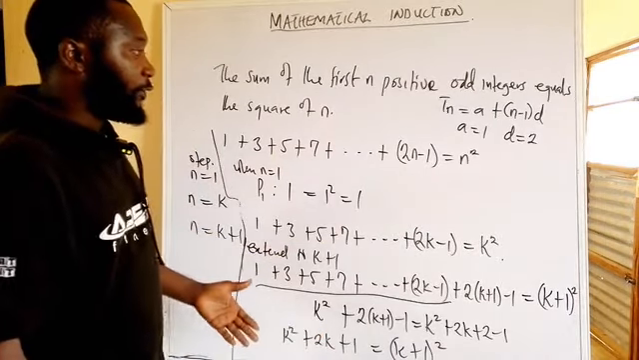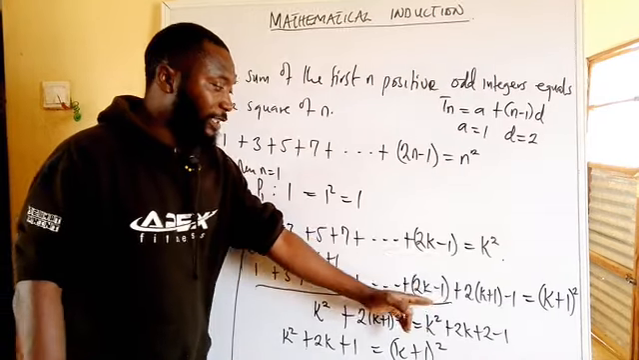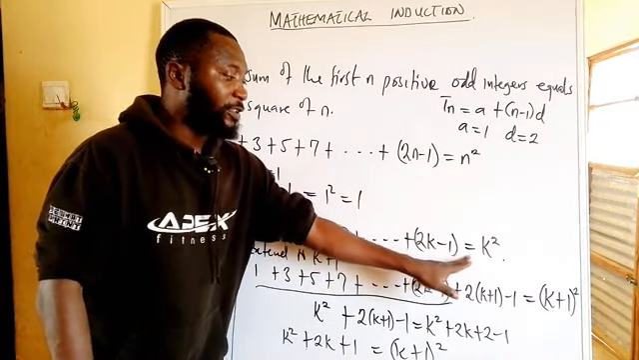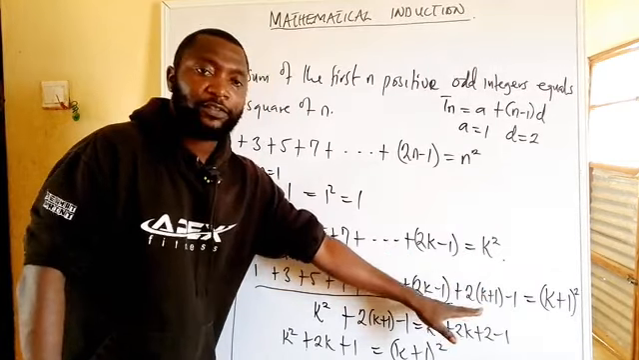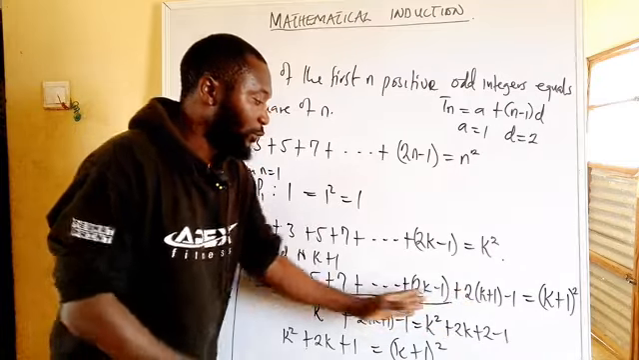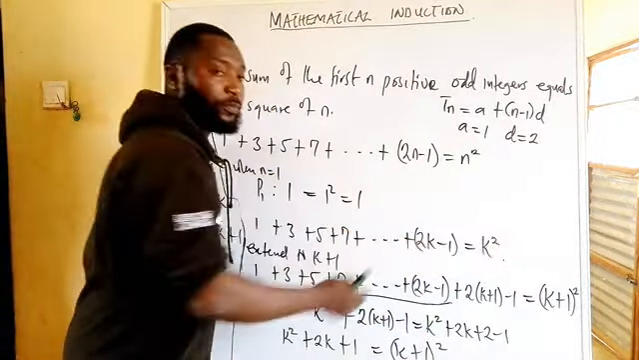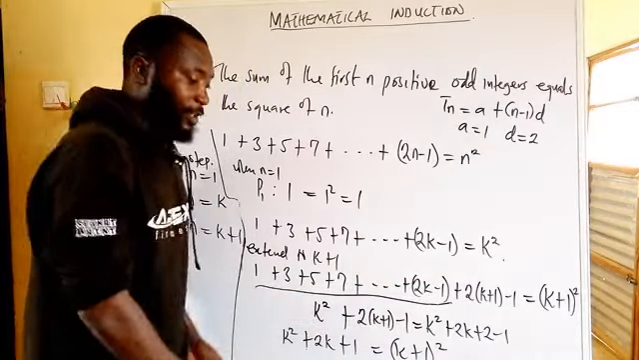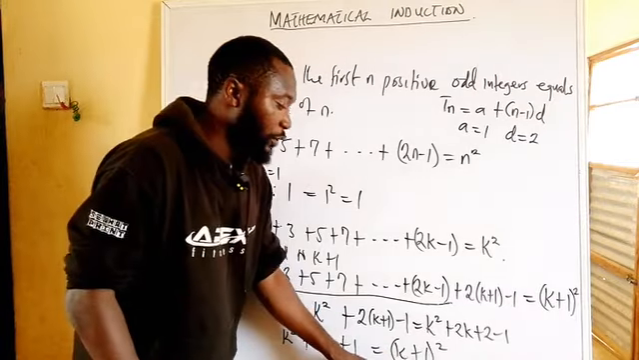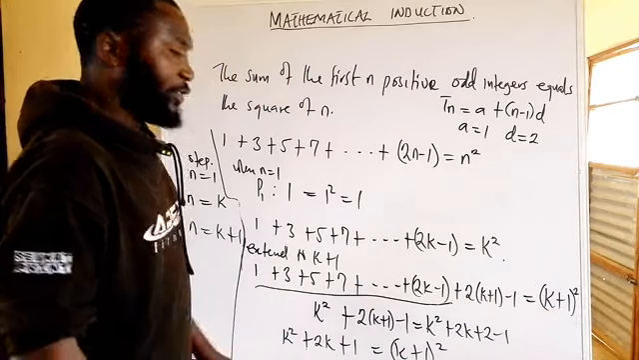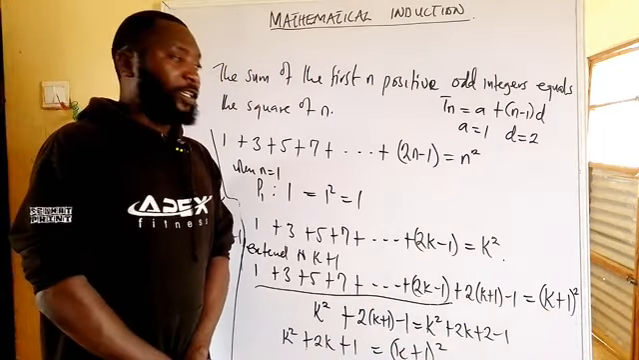Any question that you are given, just generate the next term after your n term or after your k term. Generate it, add it, if there is need to add it. Then you return the given one with what you assume. Then add the two together. Whatever you get, make sure you equate it to what you are expected to get. And that is just the simple way to prove by induction.